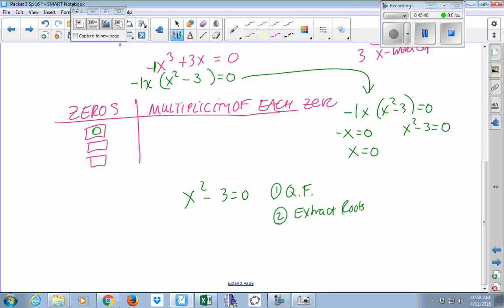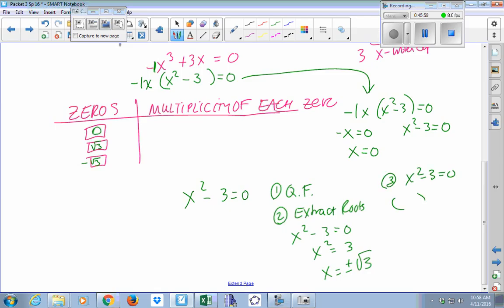But if we were going to extract the roots, I would set x squared on one side and my constant on the other, and remember that it's plus or minus the square root of 3. So one of my roots is square root of 3, and the other one is the negative square root of 3. And then the other way to do this is to factor it.